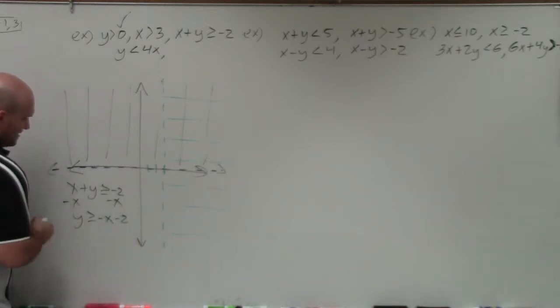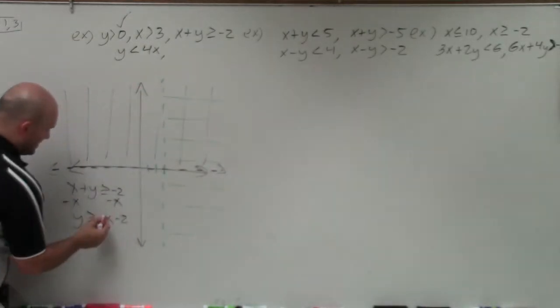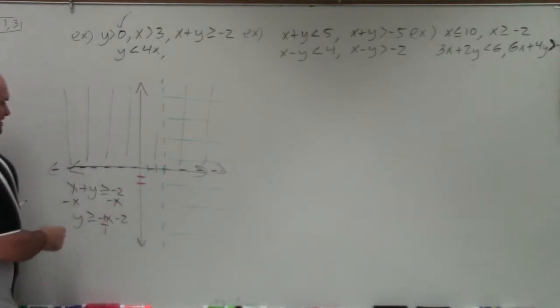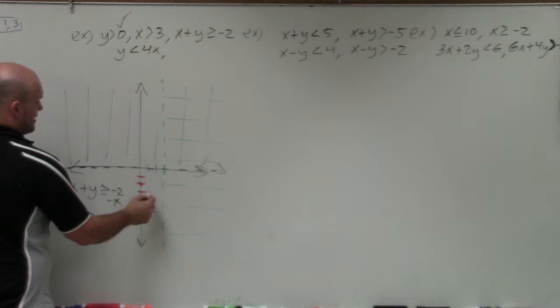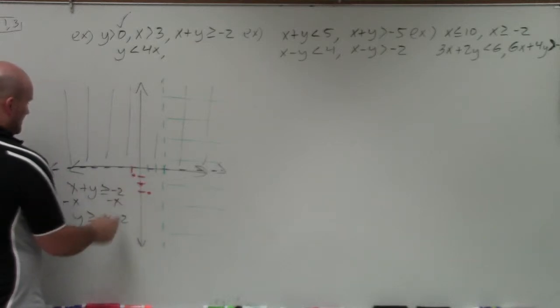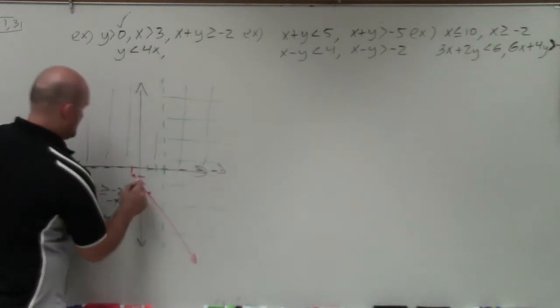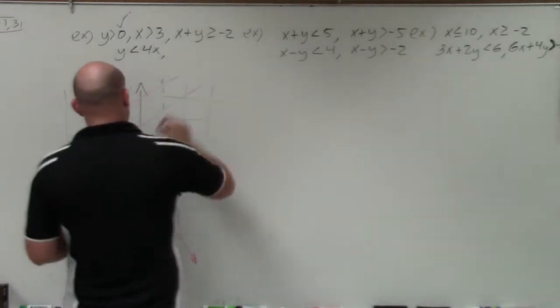Remember, when you have a negative, that can really be rewritten as negative 1 over 1. So I go down to my y-intercept at negative 2, and then I can go down 1 and to the right 1, or up 1 and to the left 1. That is greater than or equal to, so it's going to be a solid line, and greater than tells us it's all the values above.